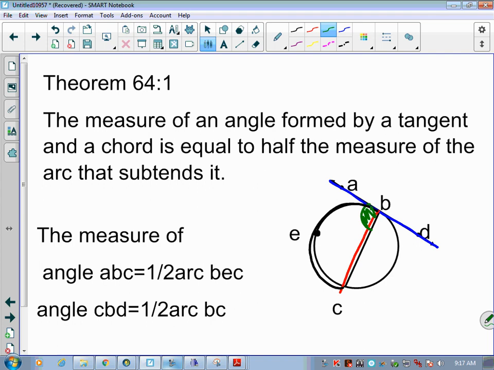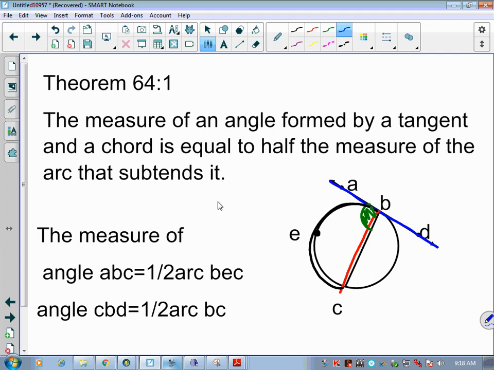If I knew that arc CEB was 140 degrees, what would angle CBA be? It would be 70. The opposite is also true. If I know what this green angle is, can I figure out what the arc is going to be? I'm going to take that angle and multiply it by 2. So if I know that angle CBA is 80 degrees, what do I know arc CEB is going to be? 160. Take 80 times 2.